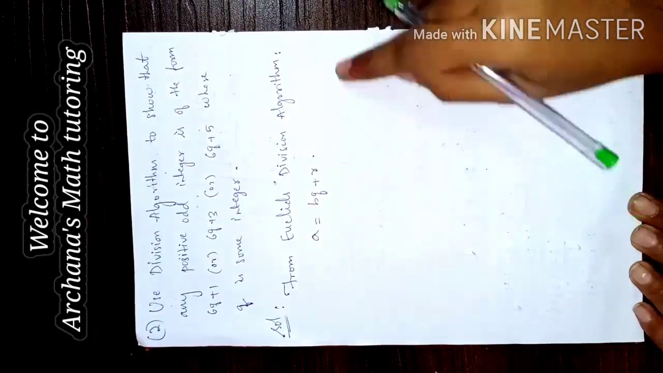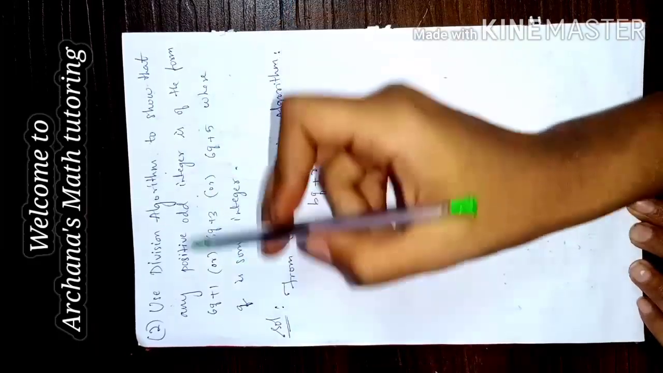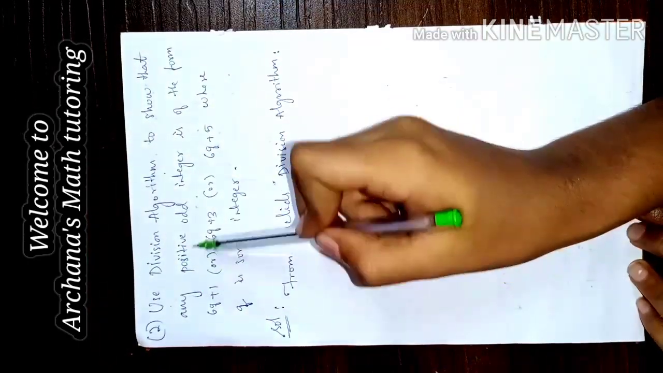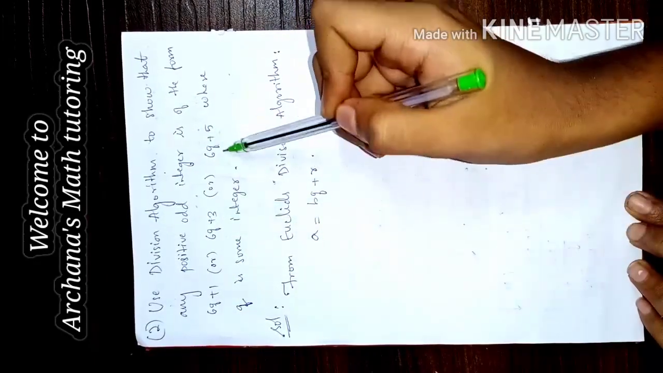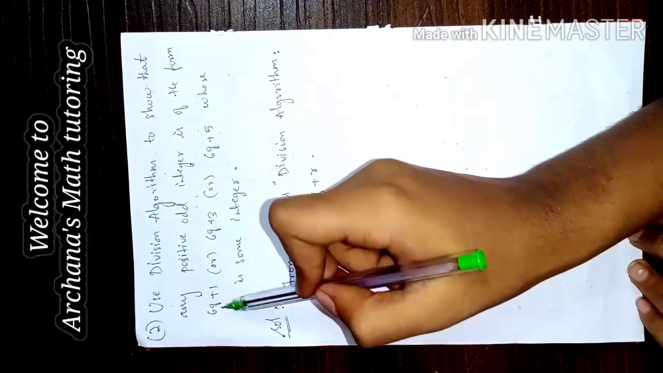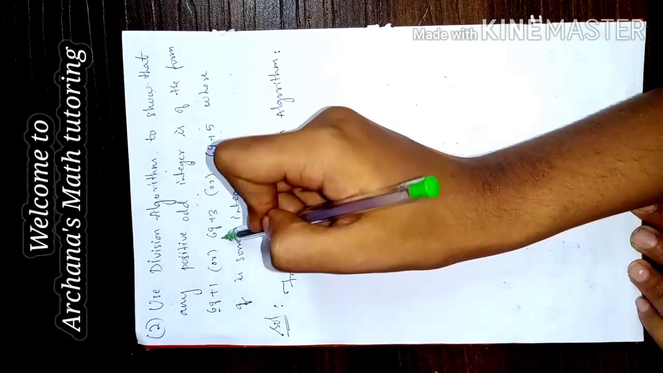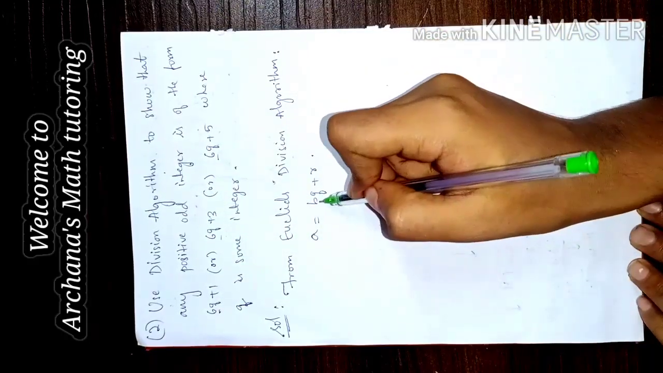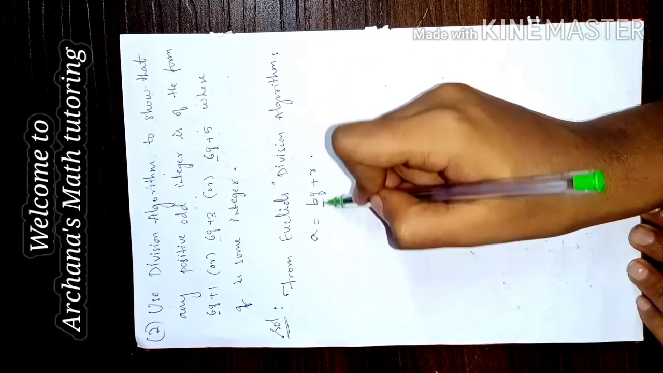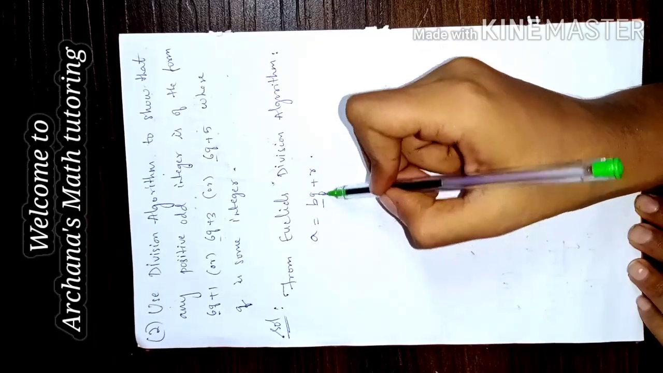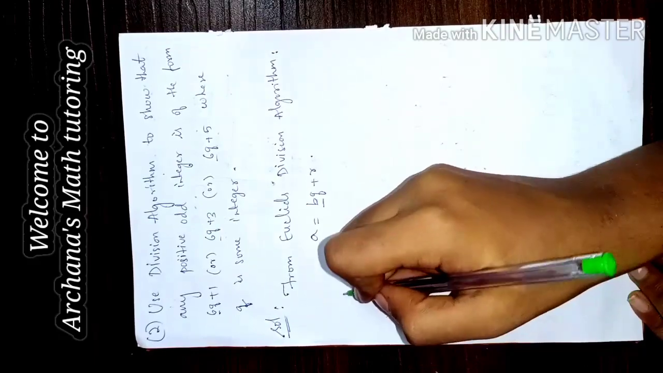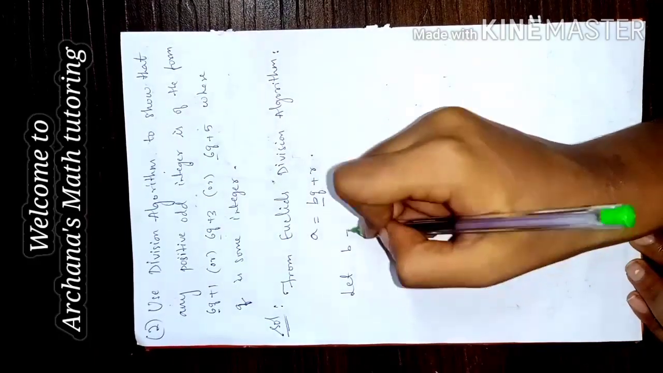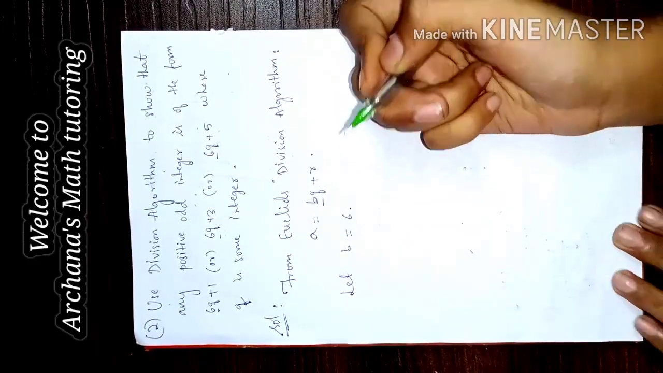Then what did he give? To show that any positive odd integer is of the form 6q + 1, 6q + 3 and 6q + 5. So the common thing here is 6: 6q, 6q and 6q. That means in place of b we need to take 6, so that we get the form 6q plus some r. r is 1, 2, 3, something. So we assume that b is equal to 6.